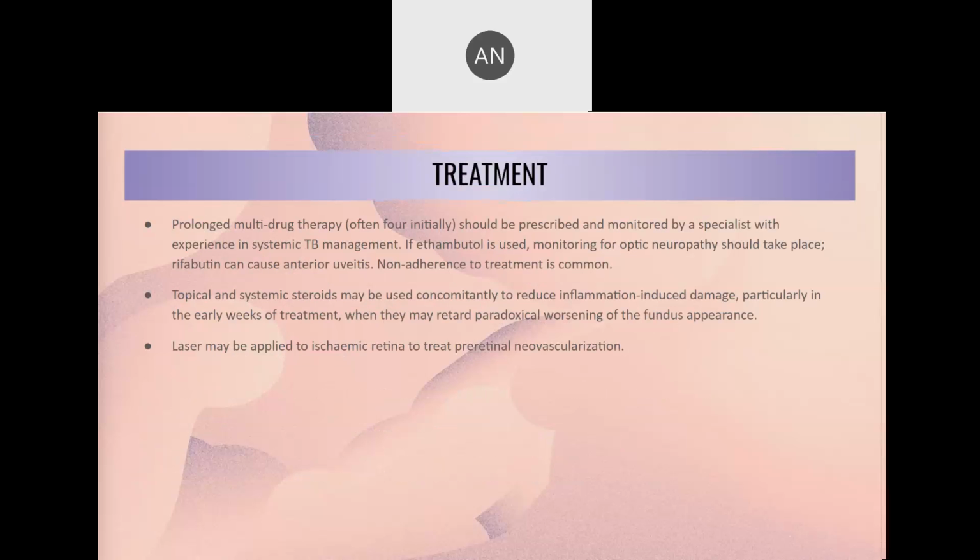Okay, for the treatment, we can give multi-drug therapy, which is four of the common drugs, prescribed with the specialist in systemic tuberculosis management. If ethambutol is used, monitoring for optic neuropathy should take place as it has that side effect. And rifabutin can also cause anterior uveitis. Non-adherence to treatment is common.